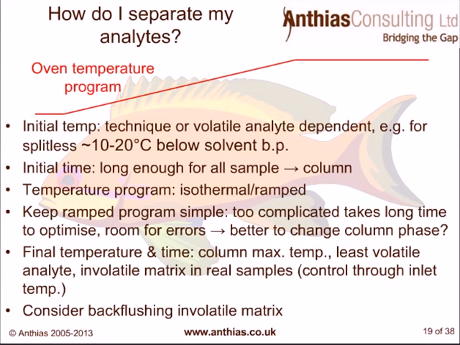Isothermal or ramped temperature program. Keep your ramping as simple as possible, because if it's complicated, it takes a long time to optimize and also has lots of room for error. It may be better to change the column phase to get that good separation. Final temperature and time. So don't go above your maximum temperature of your column. Make sure it's hot enough to get your least volatile analytes off on the ramp if possible, and your involatile matrix to all get out of the column as well. So again, control that through the inlet temperature. And consider back flushing if it is a problem.